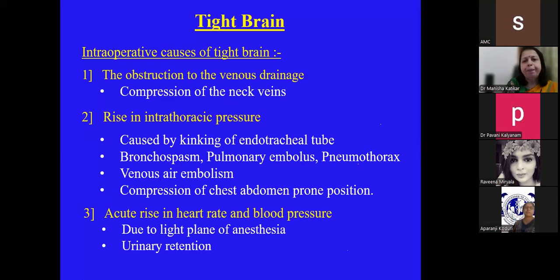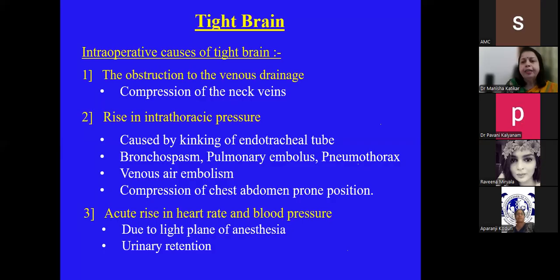Intraoperatively, the surgeon might tell you that the brain is very tense, madam. Please do something. Relax the brain. I'm not able to operate. I'm not able to see anything inside. I'm not able to, give Lasix, hyperventilate, give more propofol, do anything.